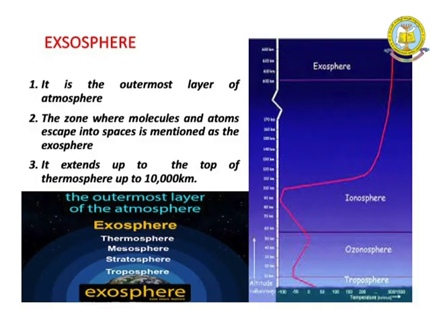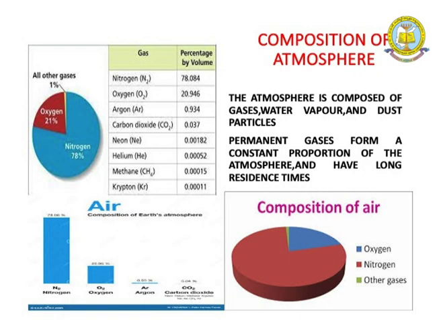So, coming back, just a revision, we have learnt about the structure of atmosphere, which has demarcated layers of troposphere, stratosphere, mesosphere, thermosphere, exosphere, and the criterion on which we have delineated these regions is the temperature. Now, after we have learnt about the structure, we will be learning about the composition of atmosphere.